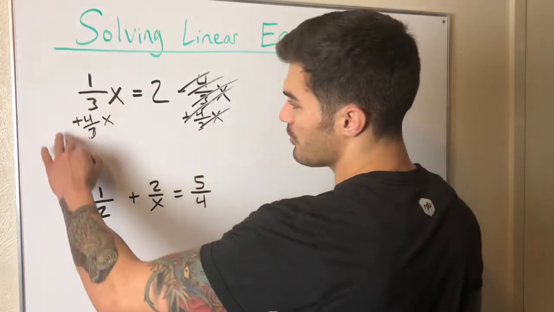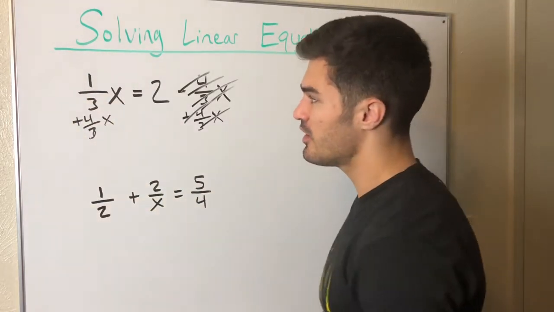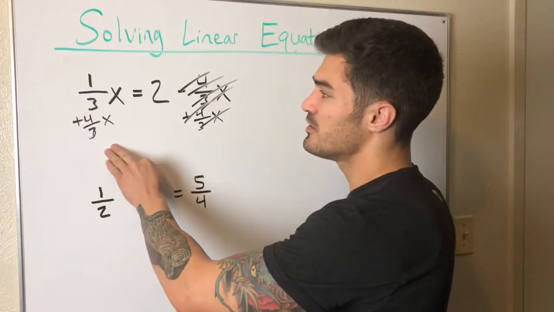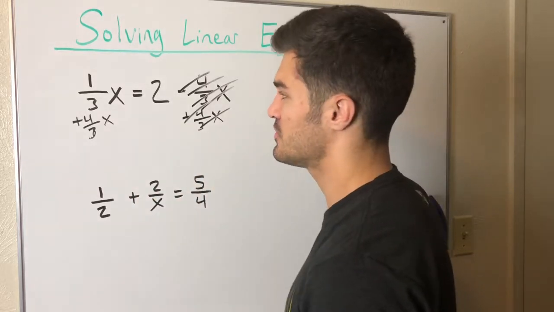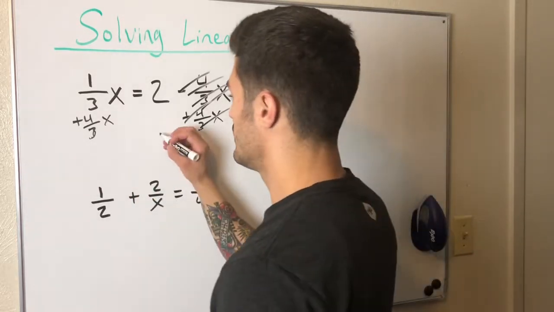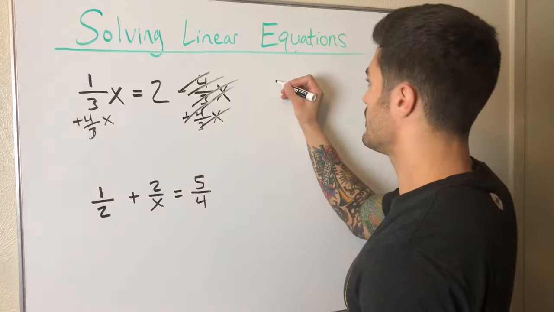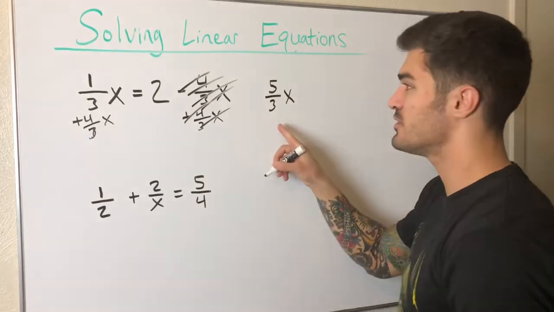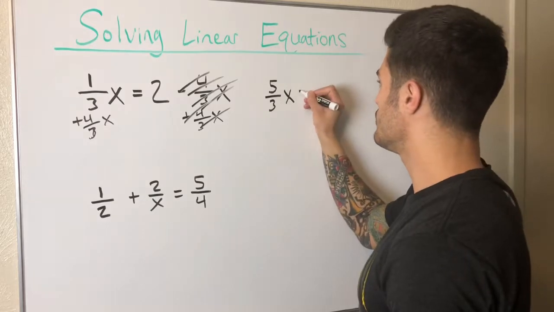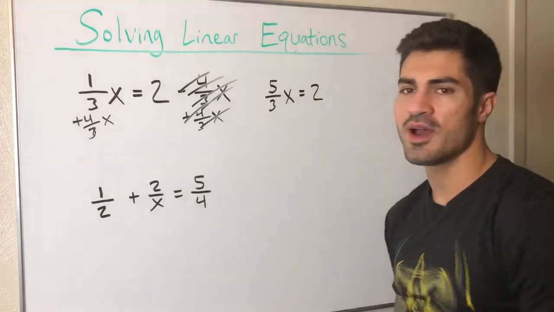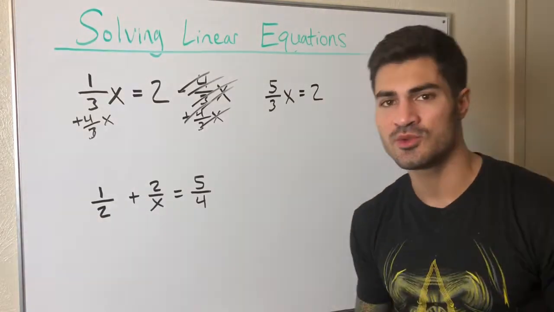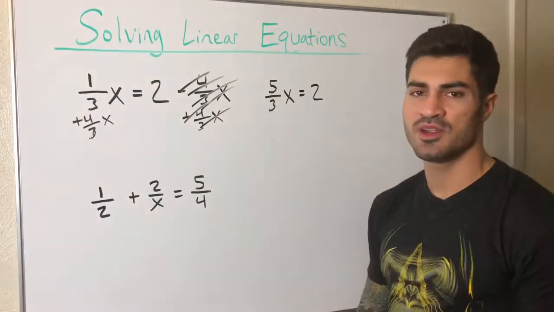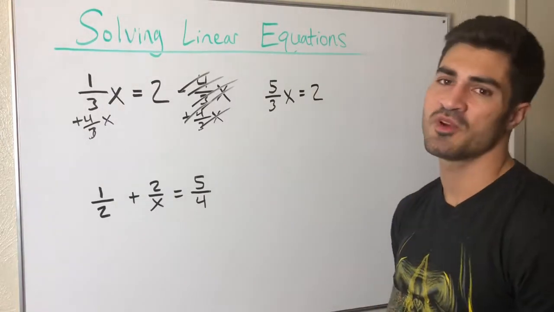And I have 1/3 plus 4/3, and luckily I already have the same denominator, so I can just add the numerators. That's 5/3 x. So I'm left with 5/3 times x, right? 5/3 x equals 2. So now how do I isolate my x? You can do this in 2 steps. You can multiply both sides by 3 and then divide both sides by 5.